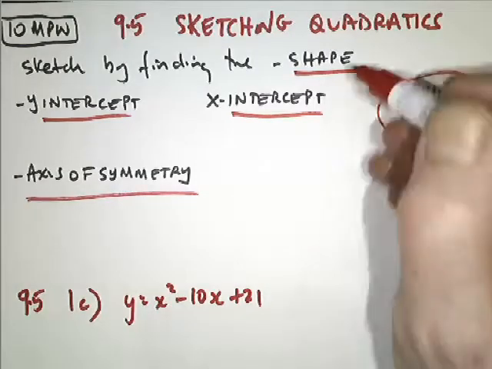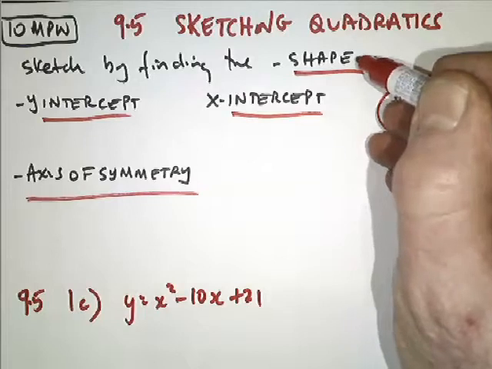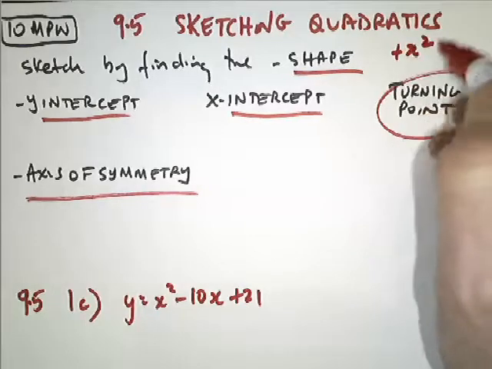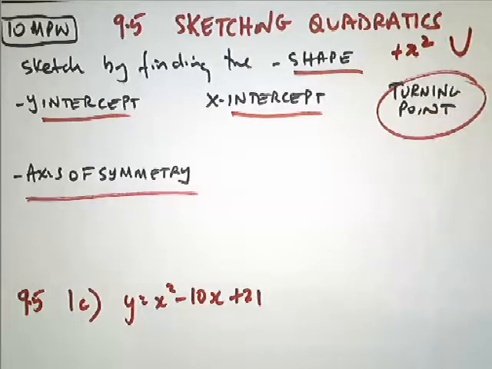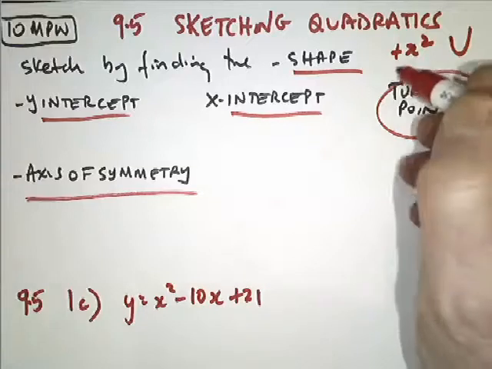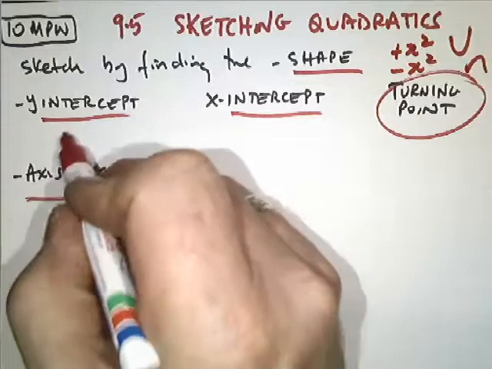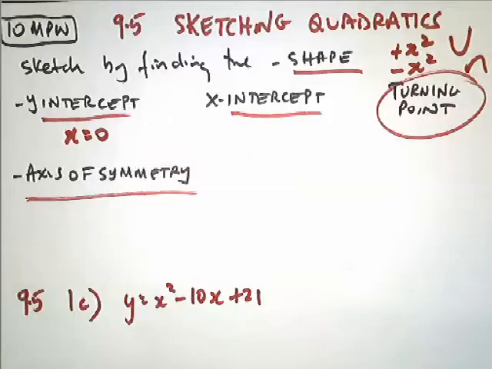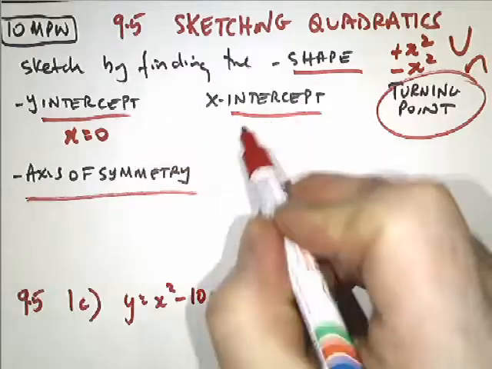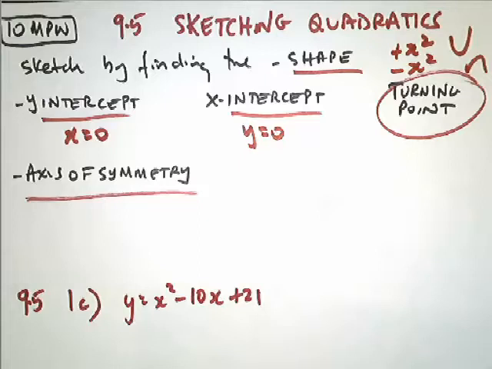Okay, if it is a positive x squared term, it's a smiley face. If it's a negative x squared term, it's a sad face. To find the y-intercept, let x equal 0. To find the x-intercept, let y equal 0.